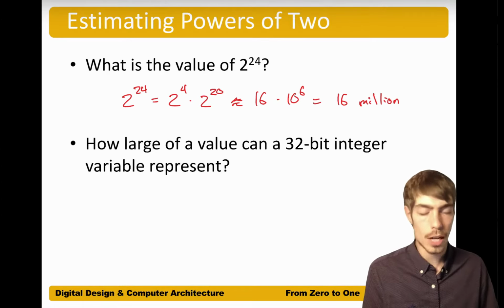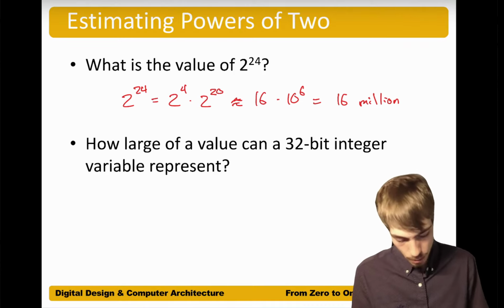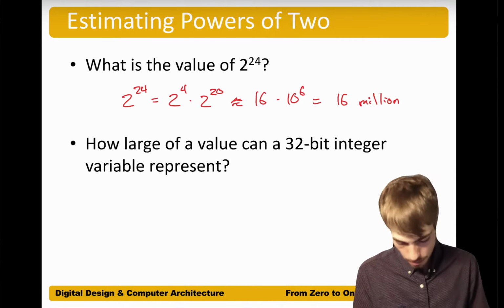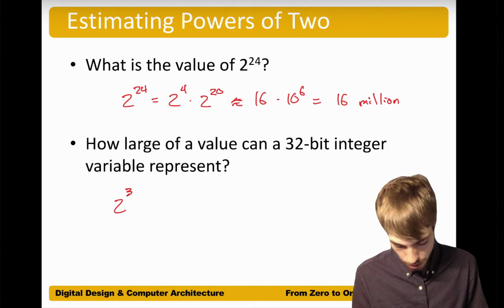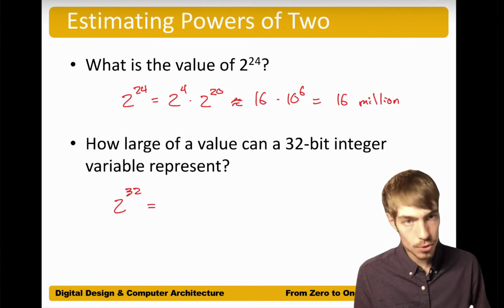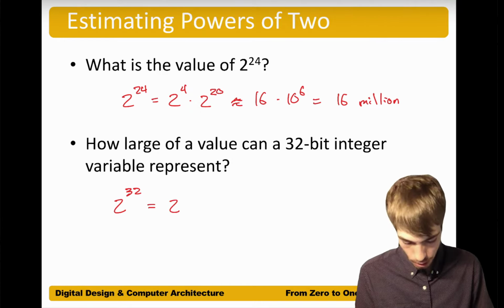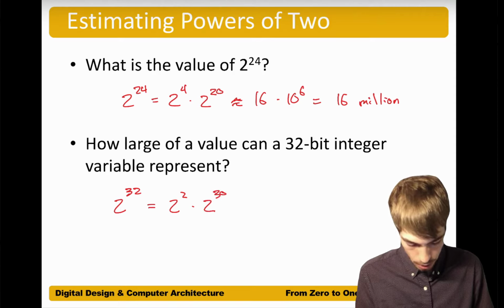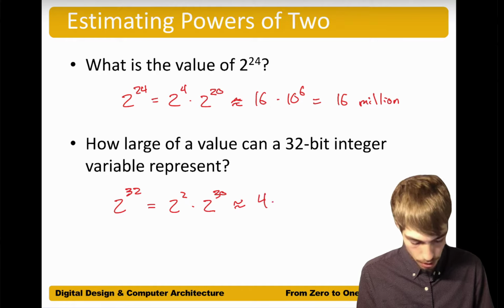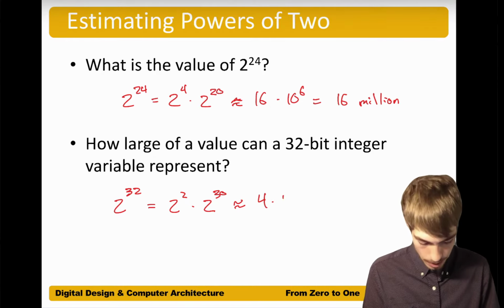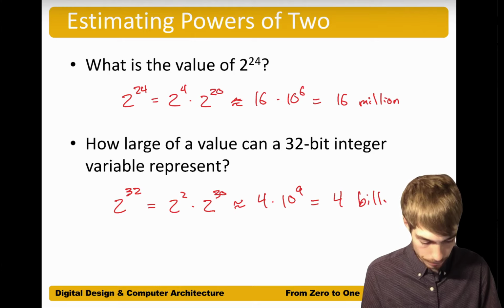Similarly, if we wanted to know how large of a value we can represent with a 32-bit integer, we're going to do the same thing. So we know a 32-bit integer number can represent a value as big as 2 to the 32nd power. Using a similar strategy as what we did above, we can split this into 2 squared times 2 to the 30th power, which is approximately equal to 2 squared is 4 times 2 to the 30, which we know from our previous slide is approximately 10 to the 9. And so this is going to be approximately 4 billion.